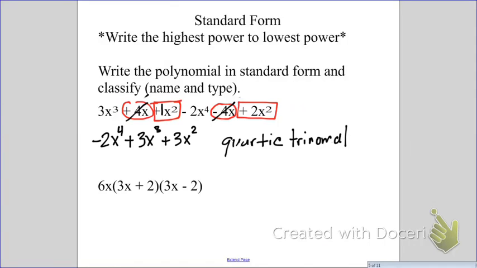Sometimes polynomials aren't actually multiplied out yet. To see the powers, we're going to actually have to start out by FOILing. So first, 9x squared, outside, negative 6x, inside, plus 6x, last, minus 4x. Negative 6 and positive 6 make 0, so those are gone. Don't forget, we have a 6x still on the outside, so let's distribute it.